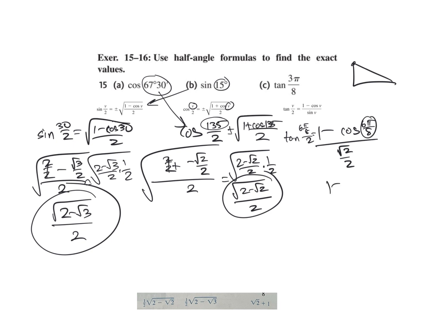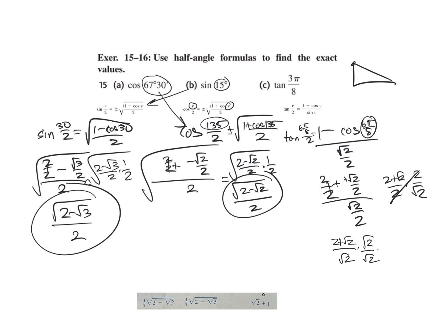So it's 1 minus negative square root 2 over 2, all over square root 2 over 2. Or you get 2 over 2 plus square root of 2 over 2 times 2 over the square root of 2. So now it's 2 plus square root of 2 all over the square root of 2. We've got to multiply by the square root of 2. We get 2 in the denominator. We get 2 square root of 2 plus 2. And all the 2's reduce to the square root of 2 plus 1.